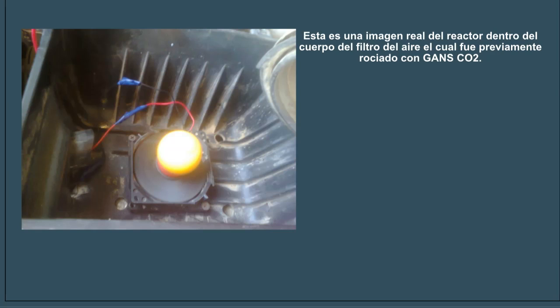You can see how it is connected. All the system, all the admission, the air intake, is sprayed with CO2 gas. You can see in the photo that it is working. The fan is working, and the ping pong ball is, how do you say, spinning.